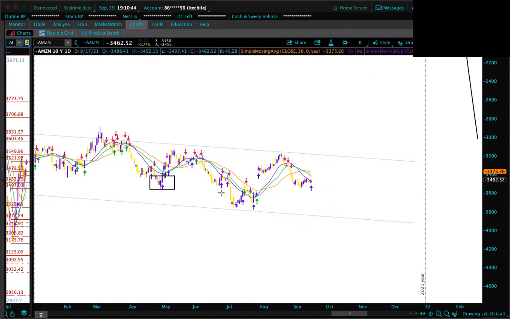Get your left shoulder, head, and then your right shoulder. Also looks like an inverted head and shoulders within head and shoulders. But my big play here is a cup and handle, inverted at that.